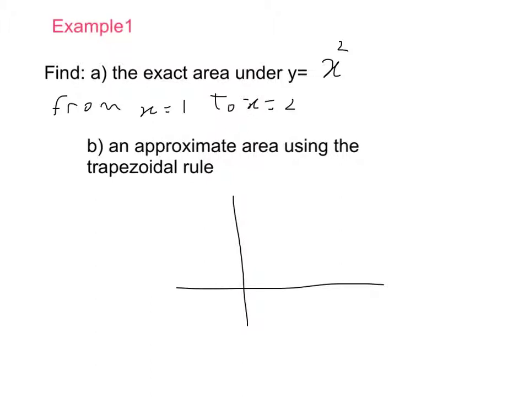It's just a curve, and it's from x equals 0. So they want the area between 1 and 2. And we can make it look like a trapezium.